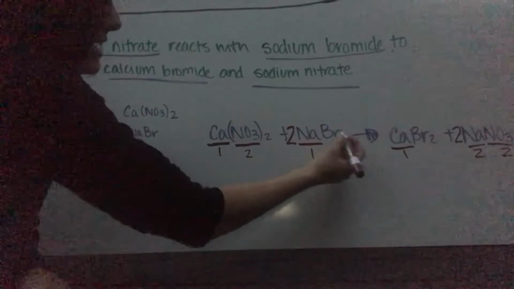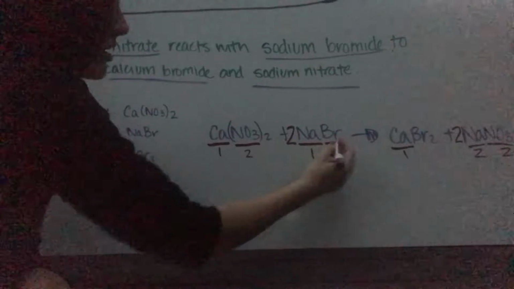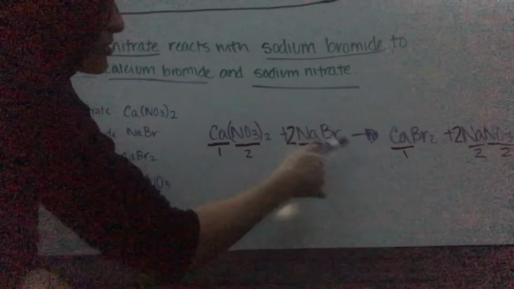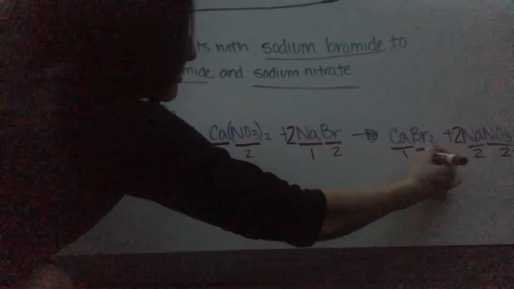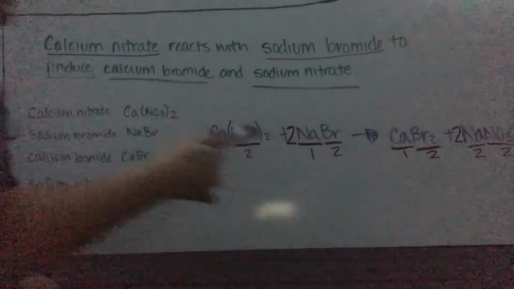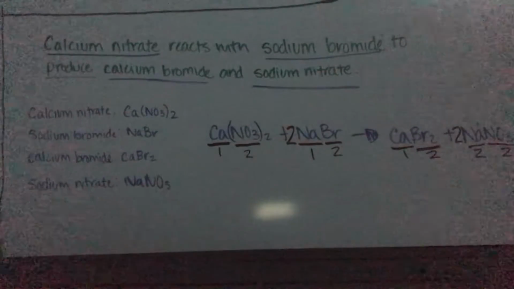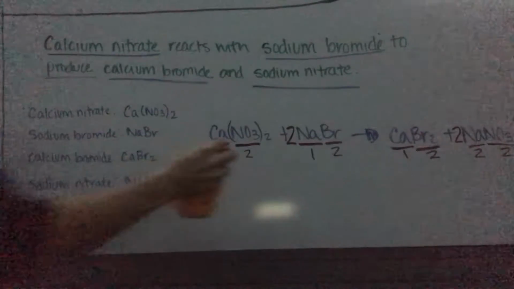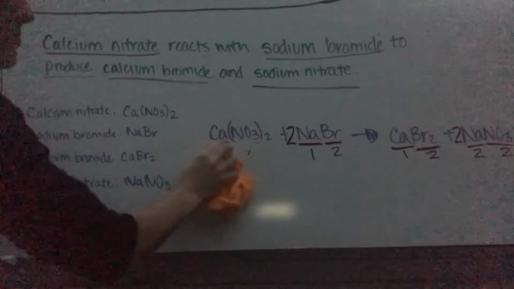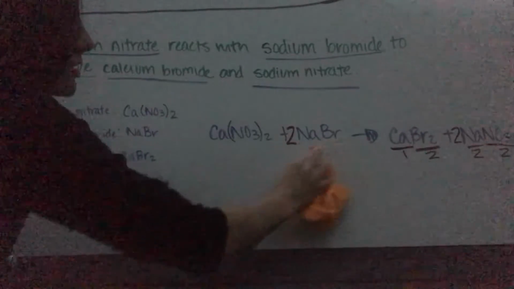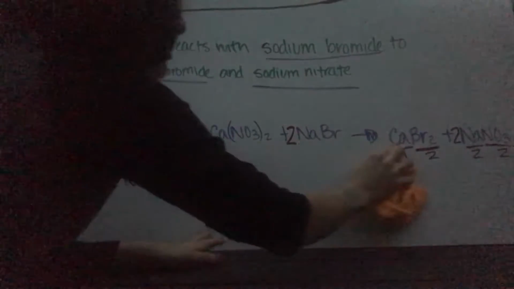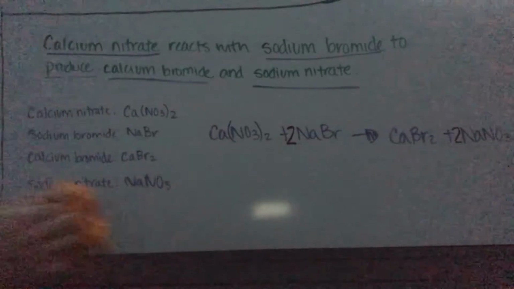Okay, bromide is the last thing I need to look at, so Br, I have 2 of those over here, and on this side, because of the subscript, I have 2. So this is my balanced equation. Once it's balanced, I can remove all these notes from the bottom because it can be kind of confusing. And my final answer should look like that.